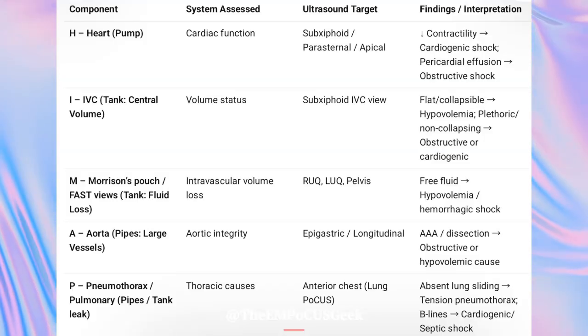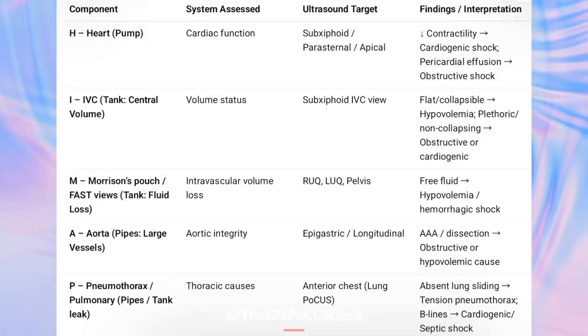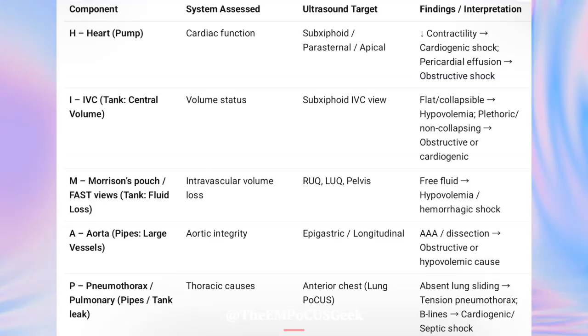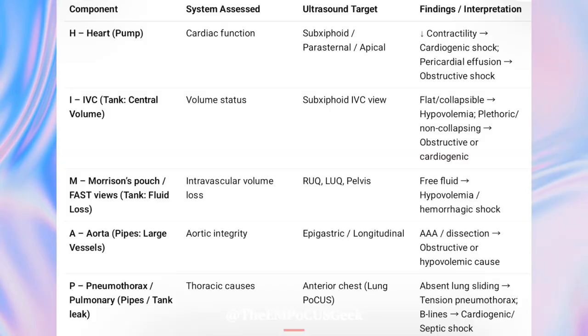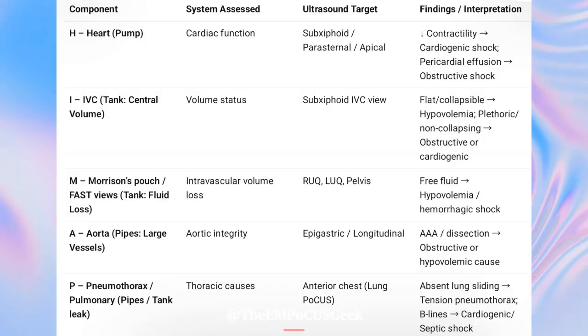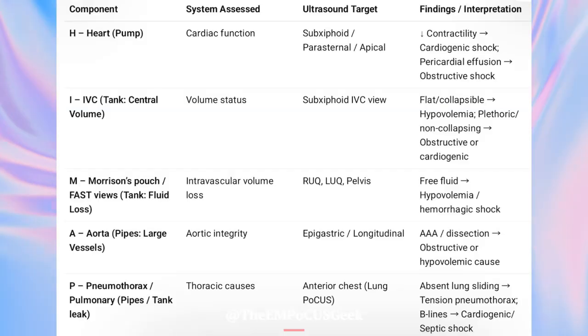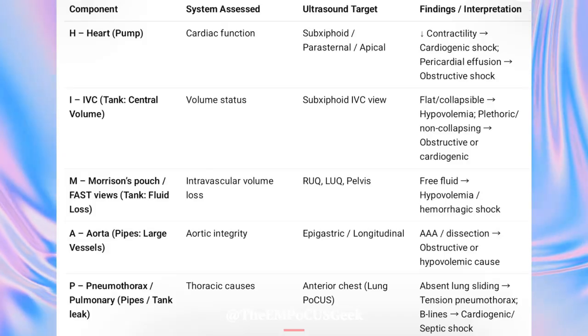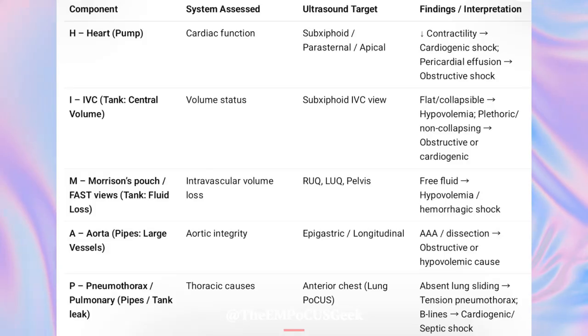The aorta, we need to place the probe in the epigastric area and then slide the probe caudally. We need to view the aorta in both longitudinal and transverse directions. And here we're looking for an AAA or dissection, and the type of shock would be either obstructive or hypovolemic.